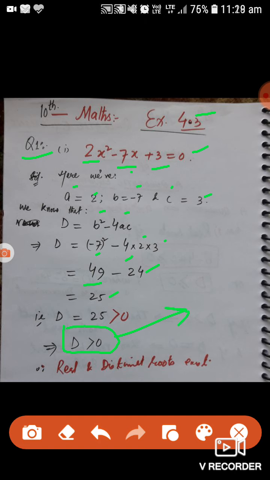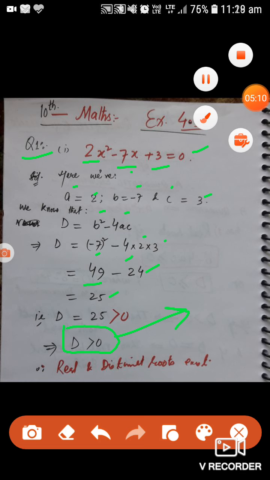When d is positive, we have learned that real and distinct roots will exist. So our given equation has real and distinct roots, and these roots can be calculated by the method of completing square as follows. Now we will solve the equation by the method of completing square. Let's solve it.